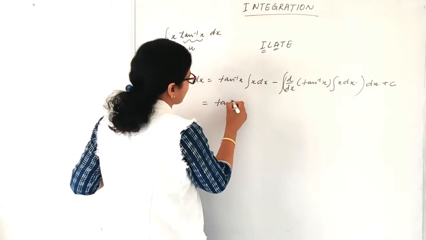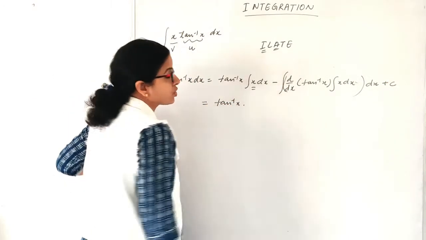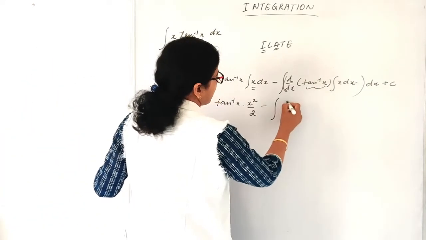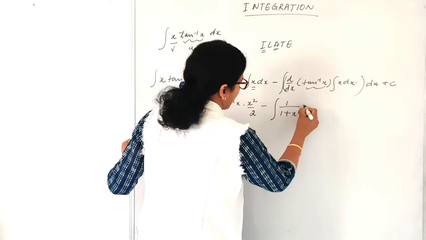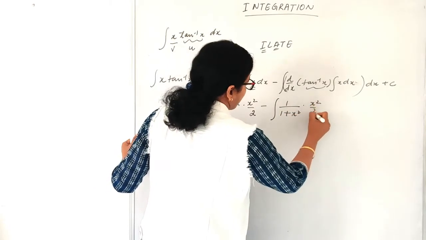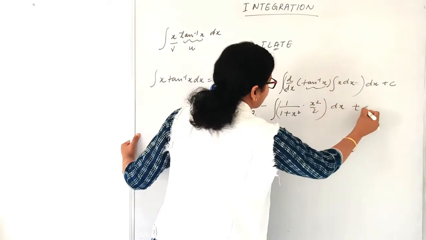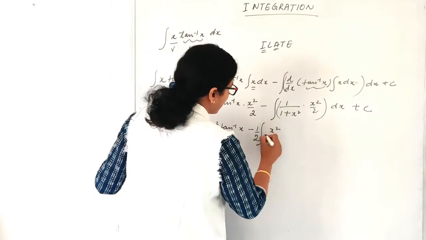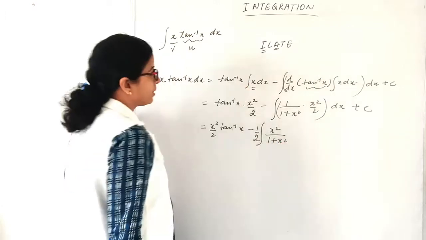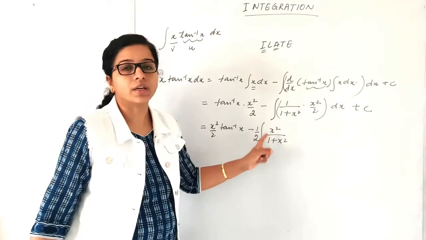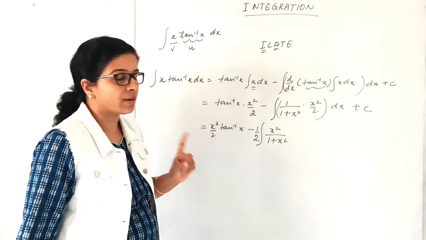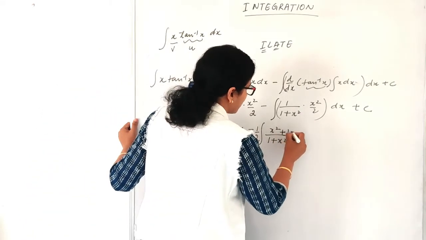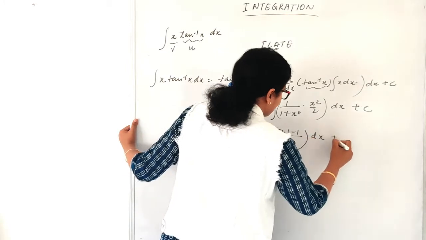Now tan inverse x will be written as it is, and what is the integration of x? It will be x square by 2 minus, what is the differential of tan inverse x? 1 upon 1 plus x square, integration of x square by 2 dx plus c. So now 1 by 2 we can write outside, and this is x square upon 1 plus x square. Now students, you know that whenever the degree of the numerator and the denominator is same, what do we do? We divide it. Or here in this case you can write plus 1 minus 1 dx plus c.